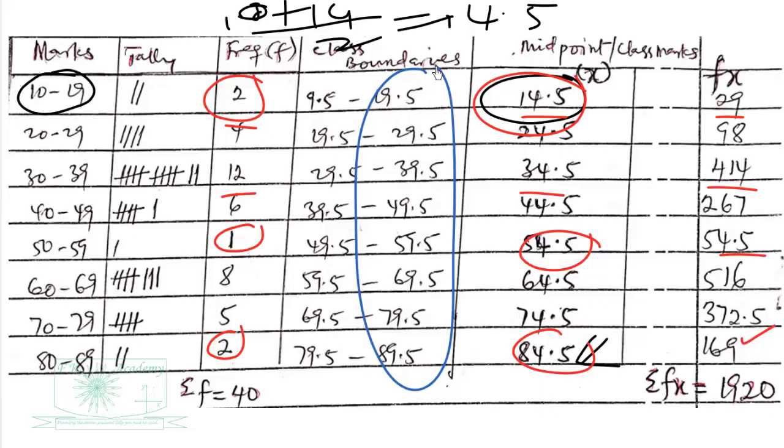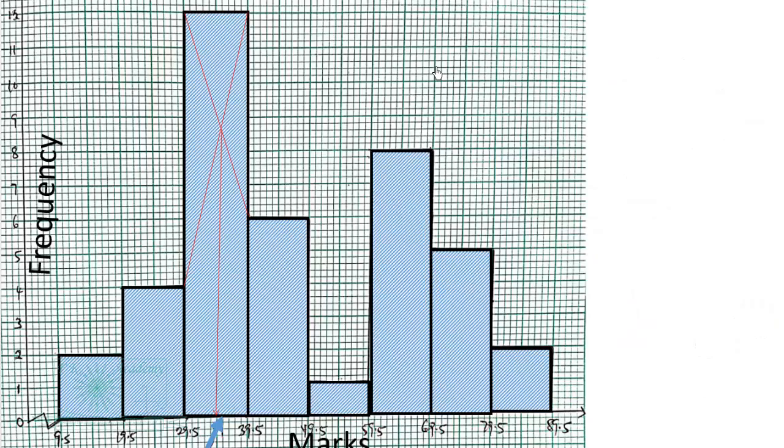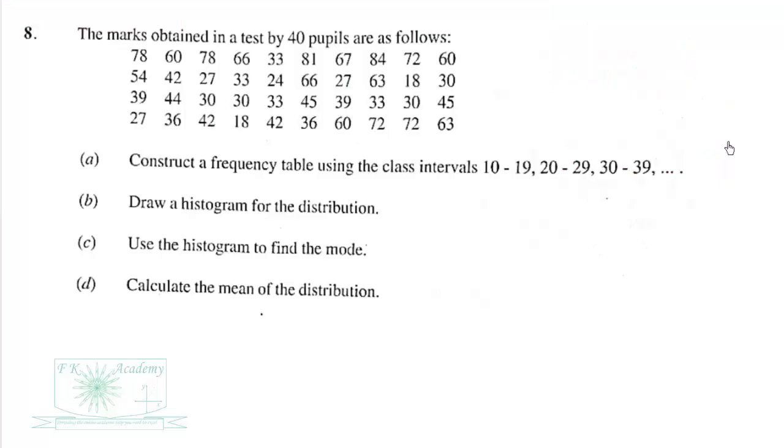We can draw the bars as follows. So we can now evaluate the mode by drawing the line on the highest bar here, and we can see that will take us to 35. Hence the mode is 35 marks. So we are done with the C part of the question.